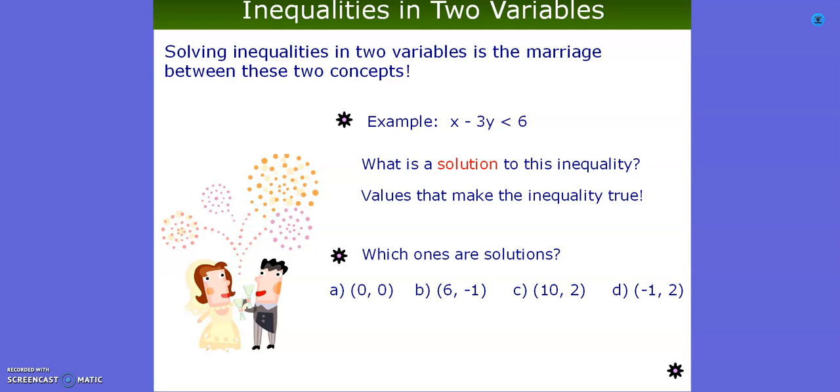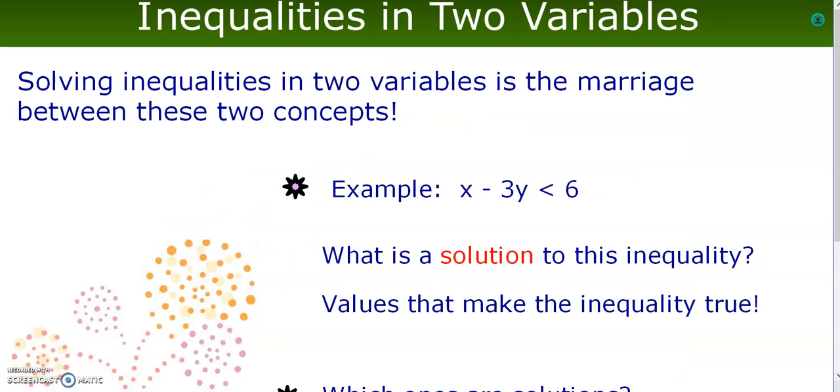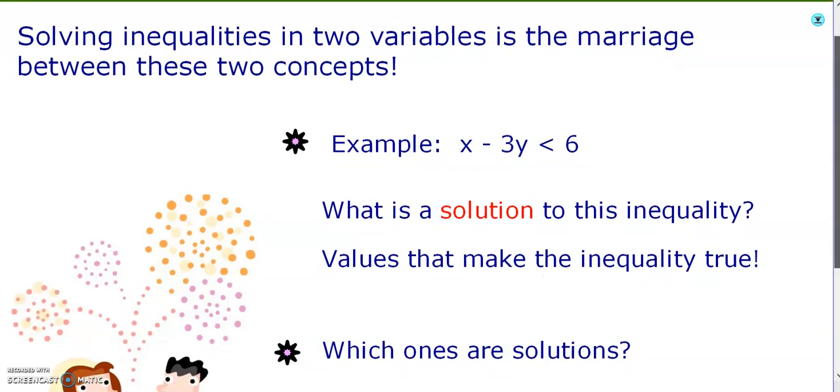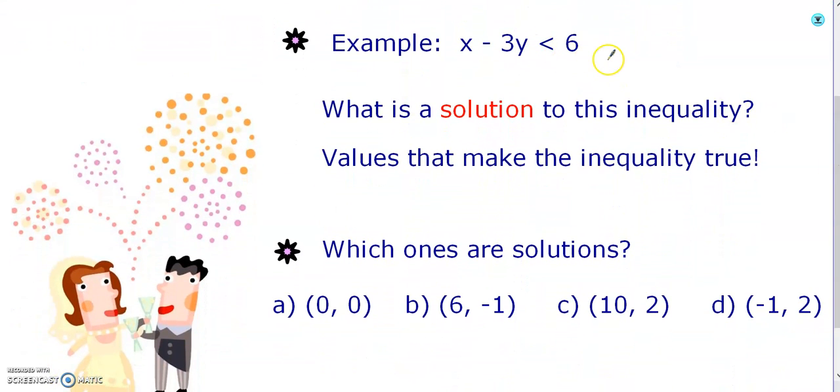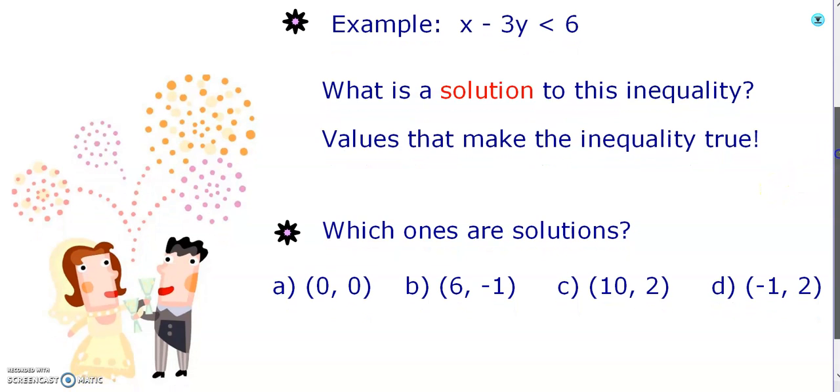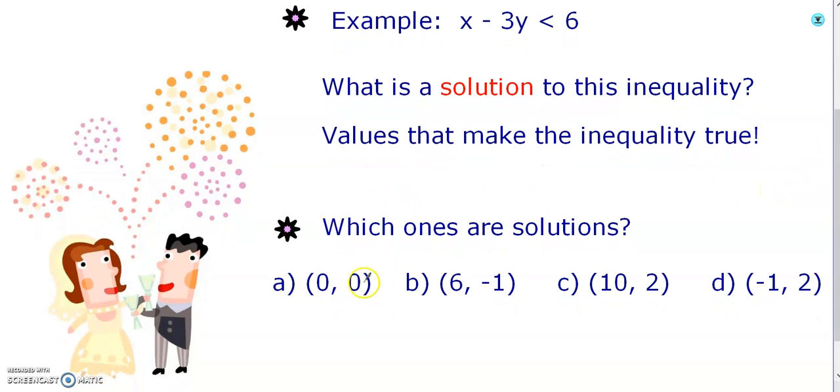First thing we want to know is if we have a solution. So this is kind of like testing out your inequality. We have an inequality statement: x minus 3y is less than 6. What is a solution to the inequality? A solution is a value that makes the inequality true. So we're going to go ahead and test out each one of these possible solutions into our original statement. So this is just plugging in and simplifying.